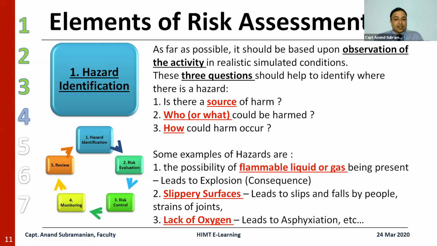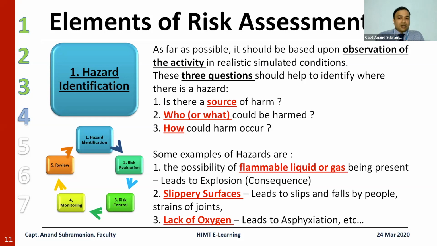Next example is slippery surfaces. It can happen in the engine room, in the accommodation, on deck, anywhere else also. The slippery surface is a hazard. Now, what can that hazard lead to? It leads to slips, falls by a person, fractures and so on and so forth. So, slippery surfaces here is a hazard. And again, we take an example of enclosed space entries. Lack of oxygen is a hazard. What it can lead to is asphyxiation, that is breathlessness and lack of oxygen for a person who is going down.